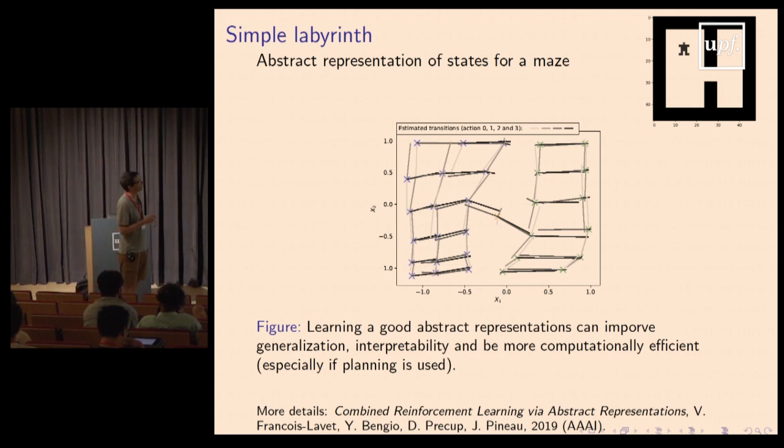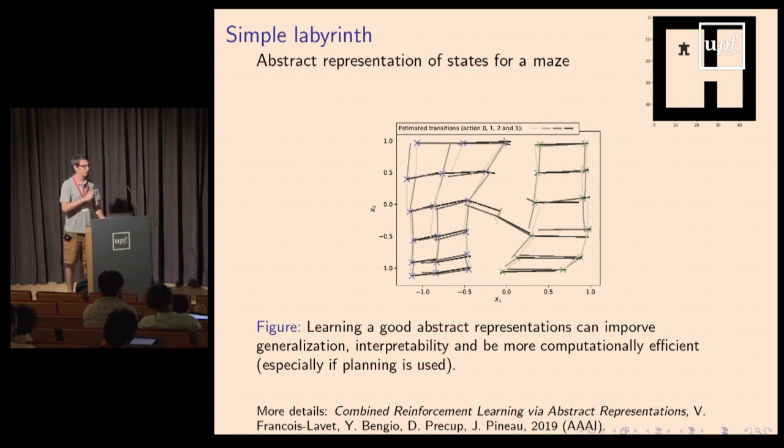So here, if you're in a maze where your agent can go up, down, left, right, you can get an abstract representation that looks like this, in only 2D, so basically you have two neurons for your abstract representation. You can get something that is much more natural, where you can really see the meaning of the action up. Well, here actually there is some rotation, so it's not actually up, but you get the idea. So basically here you can really see the meaning of all the different actions.